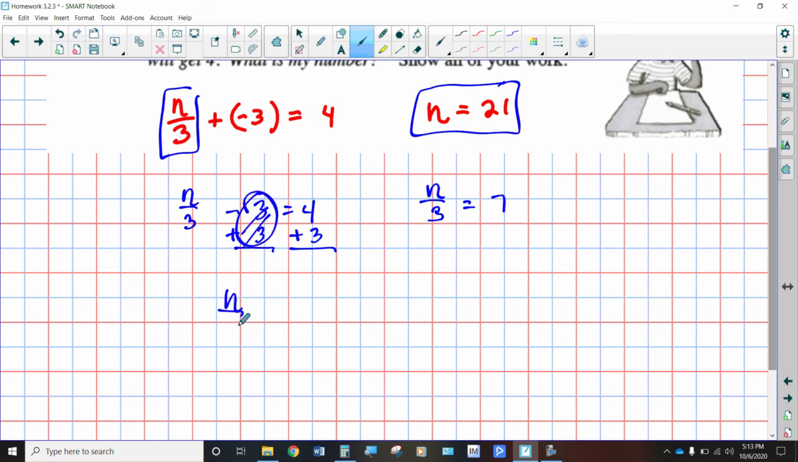So you're left with just n over 3 plus 0. So we're just going to write it like this. But on the right side, we now have the 7, and that's what we have here.